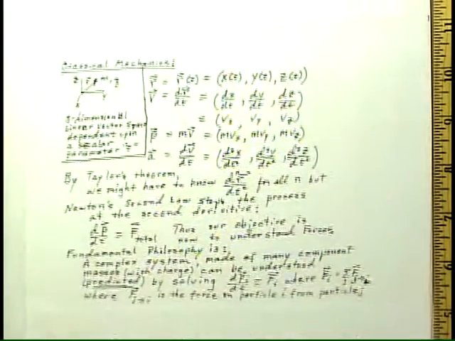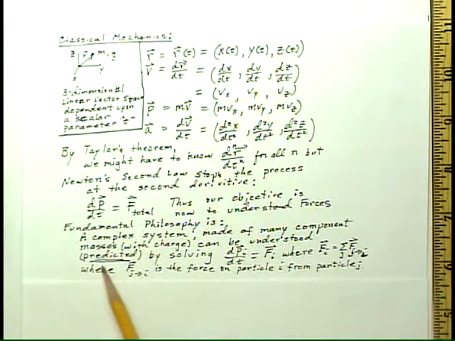The fundamental philosophy is the following. A complex system is made of many component masses, perhaps with charge, and maybe other quantum numbers. And that complex system can be understood, by understood we mean predicted, by solving for the derivative of the momentum of each particle with respect to time as equal to the total force on that particle, where the force on any particle i is given as the sum over j of the force of the jth particle on the ith, over all j particles.